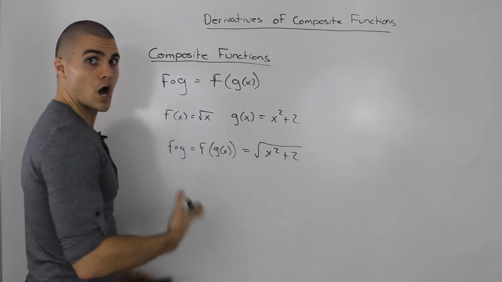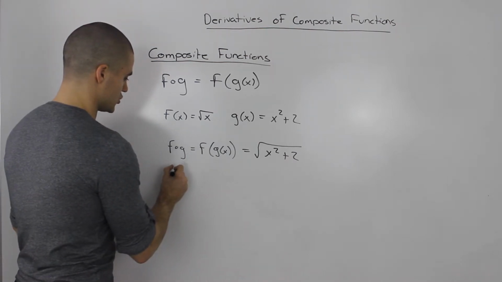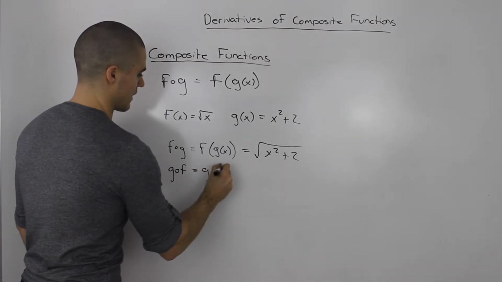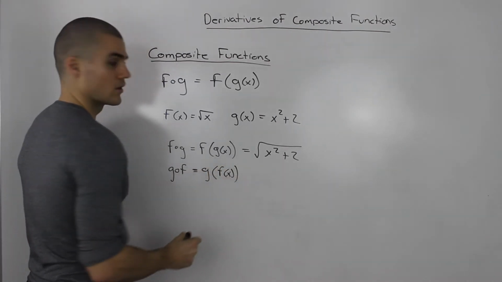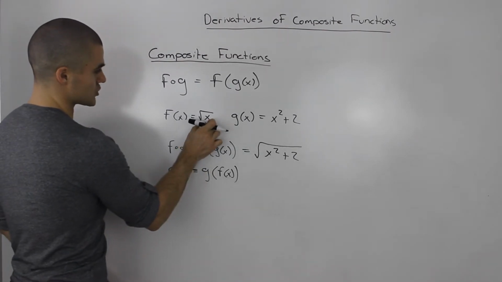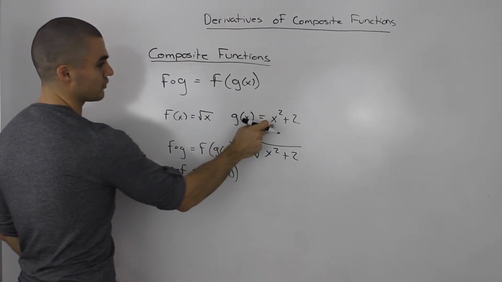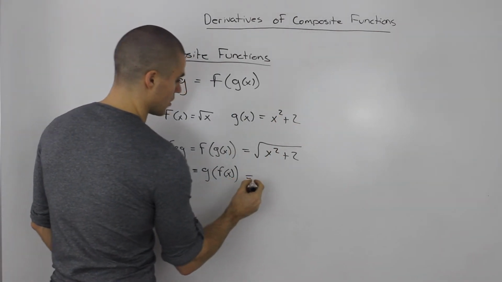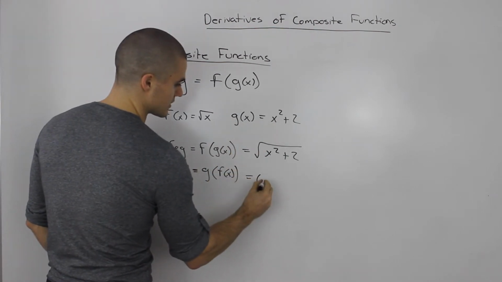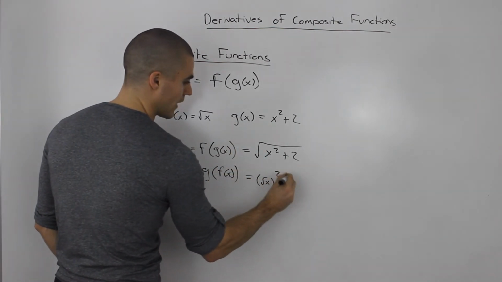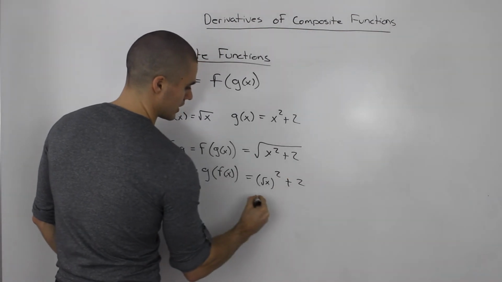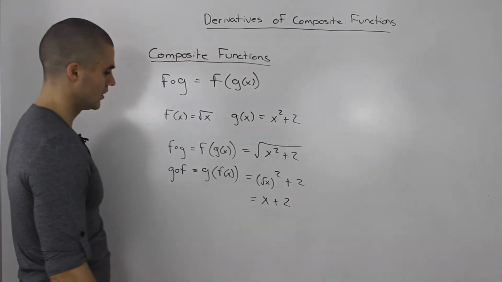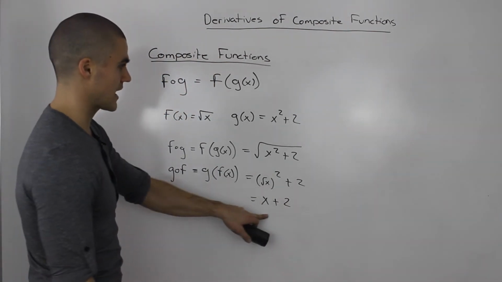Okay, now what if we did the opposite? What if we did g dot f, or basically g of f of x? Well, in this case, we would take our f of x function, square root of x, and plug that in for all the x values in g of x. G of f of x, makes sense? So, we would take the square root of x, plug it in for x here, so it would be the square root of x squared plus 2. And the square root of x squared is just x by itself, so it's plus 2. So g of f of x is equal to x plus 2.